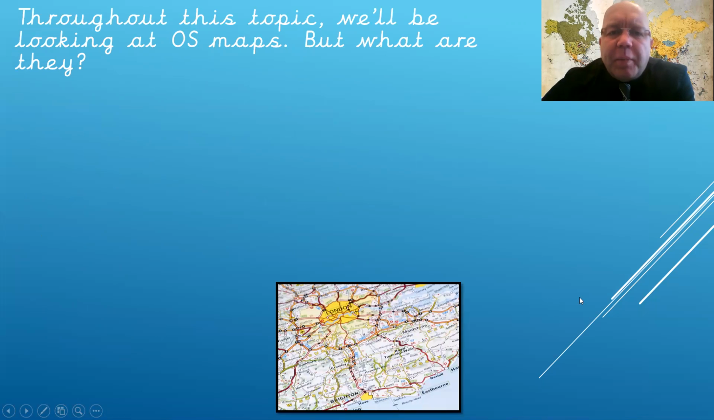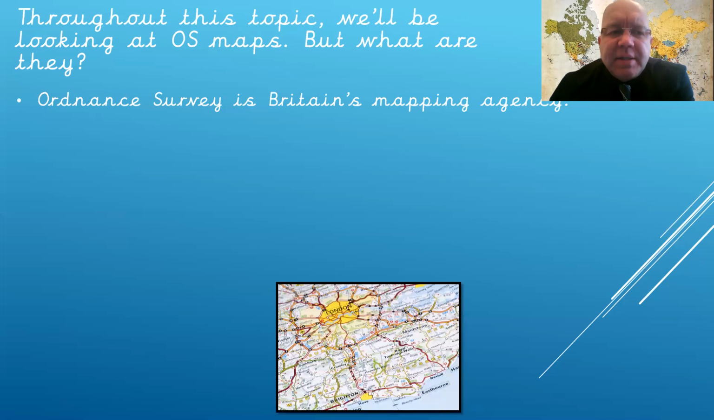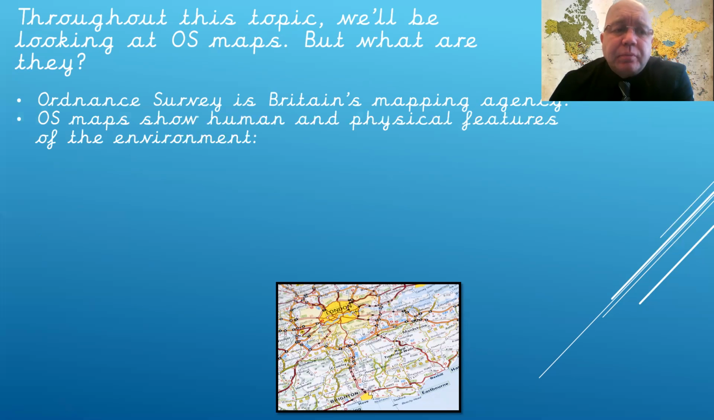Now, throughout this topic, we're going to be looking at a particular type of map, and they're called OS maps. But what exactly are they? Now, OS is Ordnance Survey, and it's Britain's mapping agency. So it's a group of people whose working life is to map Britain, to get all the details, all the physical features, everything correct, accurate, and onto maps for people to buy and use.